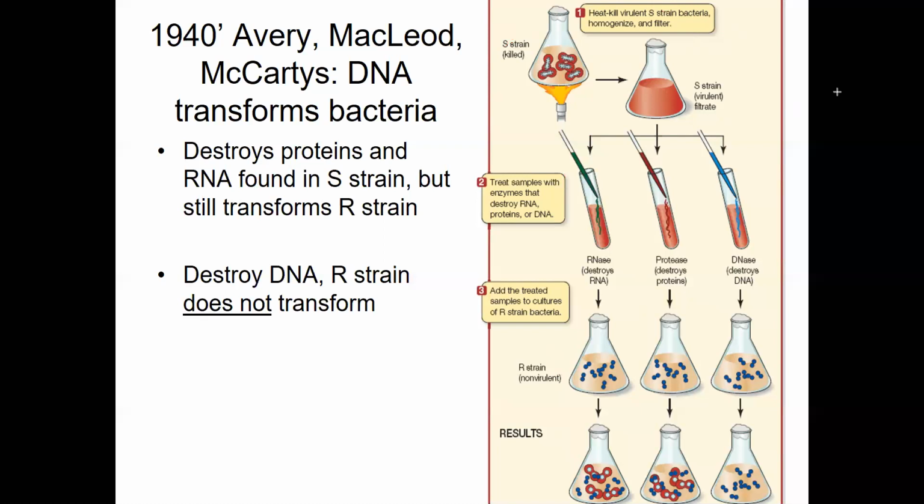solution could not transform. Therefore, the experiments of Avery, MacLeod, and McCarty determined that it was actually the DNA that had the genetic code in it that could cause the inheritance of one trait from one individual to the next.